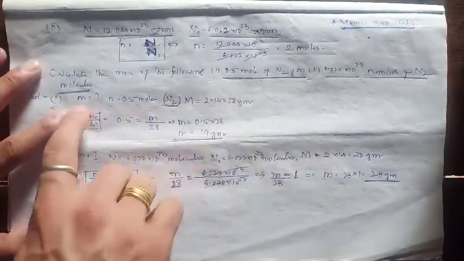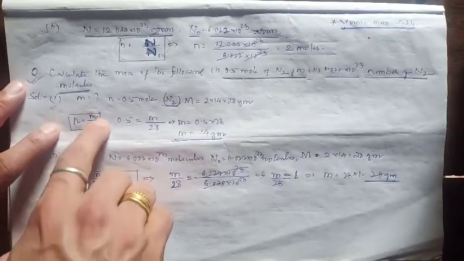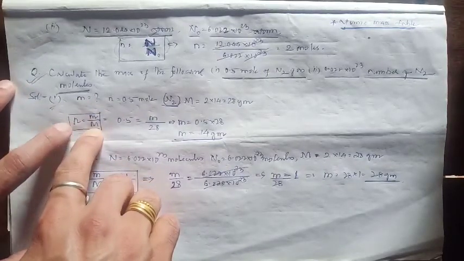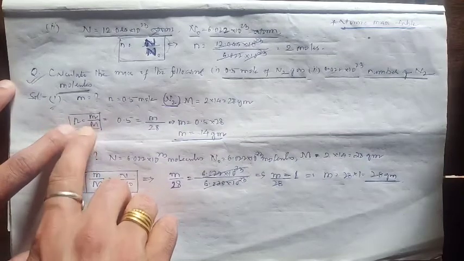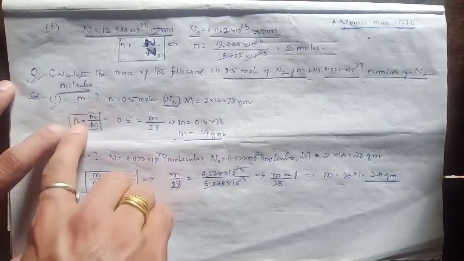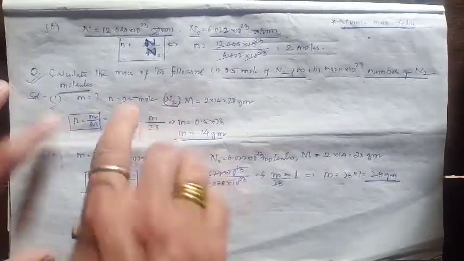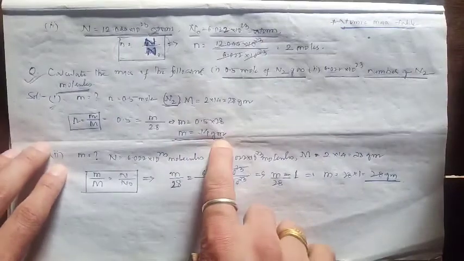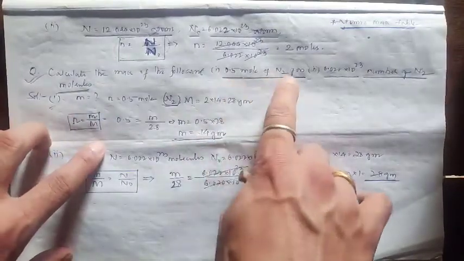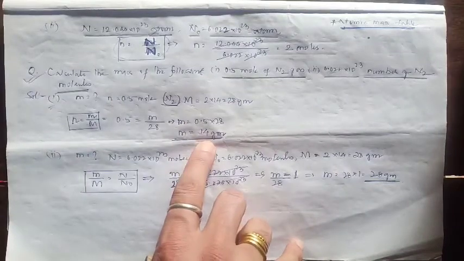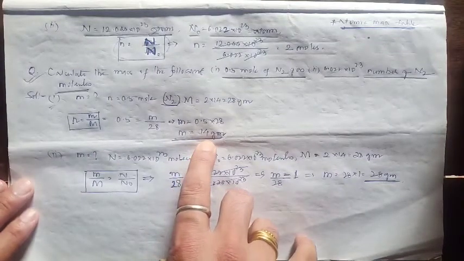What do we need to calculate? Small m. So we have the first formula, the appropriate formula: small n is equal to small m divided by capital M. Why? Because n is known to us, capital M is also known to us, and we have to determine small m. Substitute all the given values in their places and simplify, and you'll get the value 14 grams. So 0.5 mole of nitrogen gas is 14 grams of nitrogen gas.